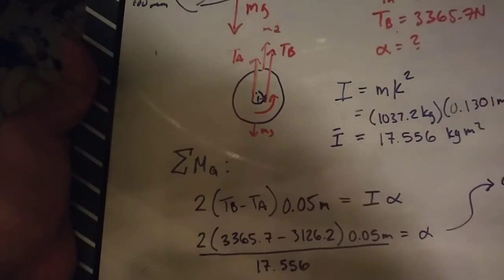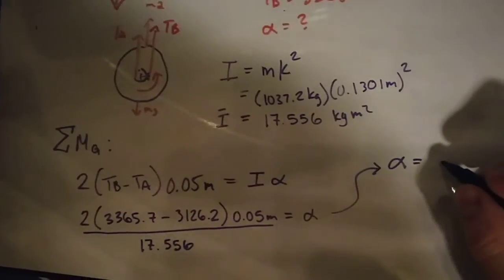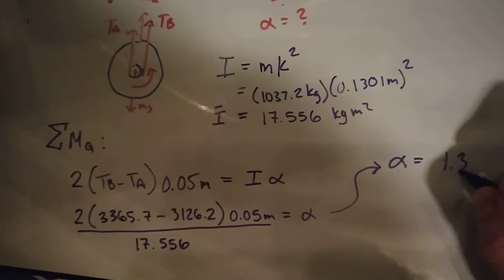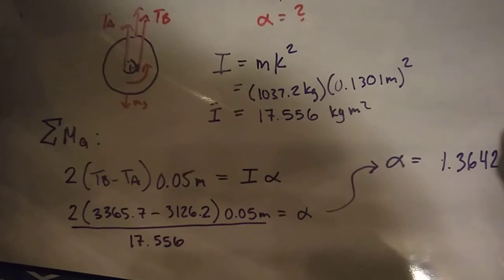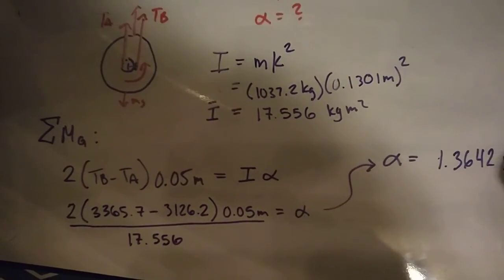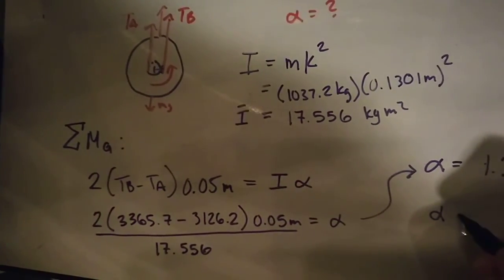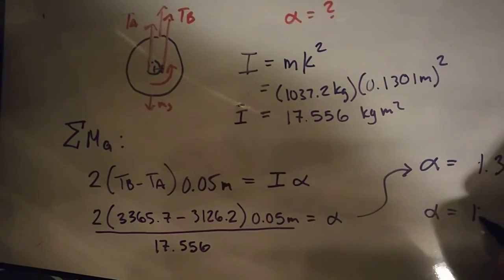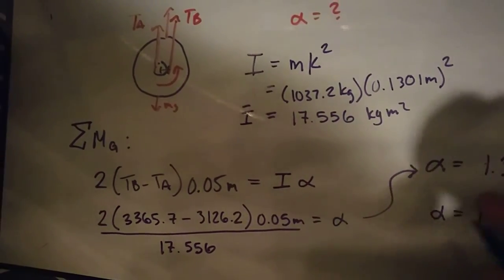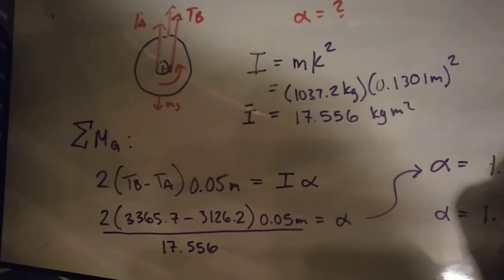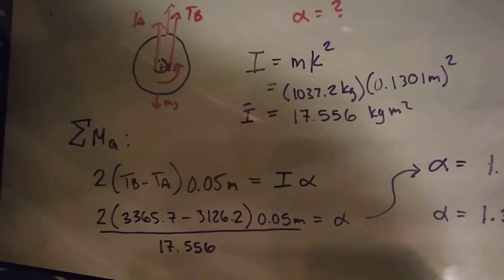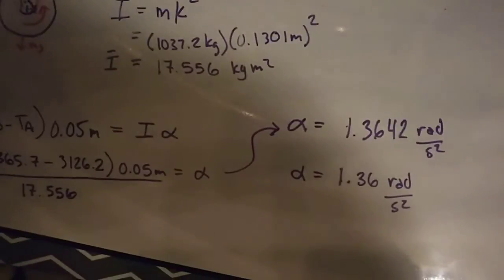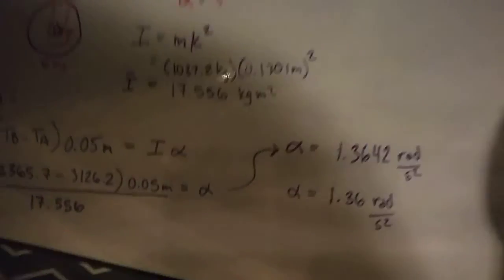Okay, so angular acceleration is equal to 1.3642 radians per second squared, which is pretty much 1.36 radians per second squared. And that is it. That's the angular acceleration.